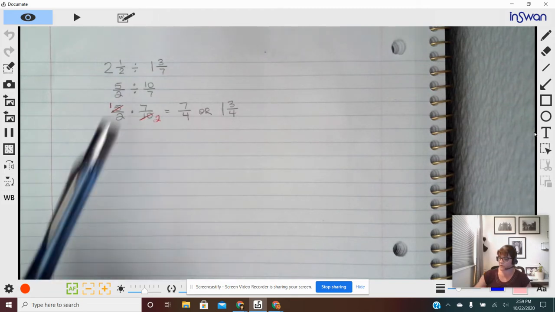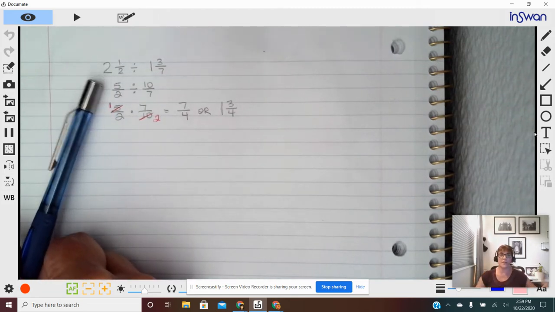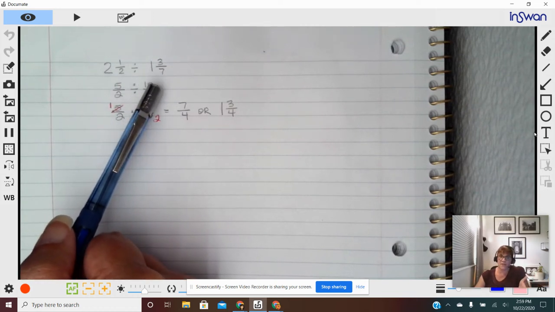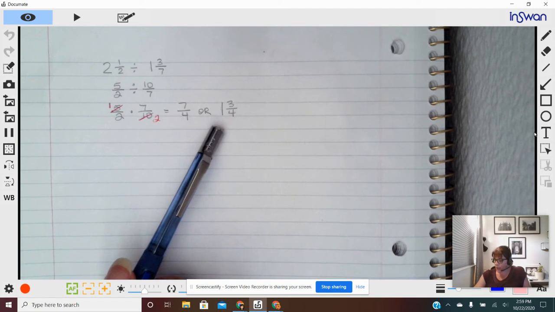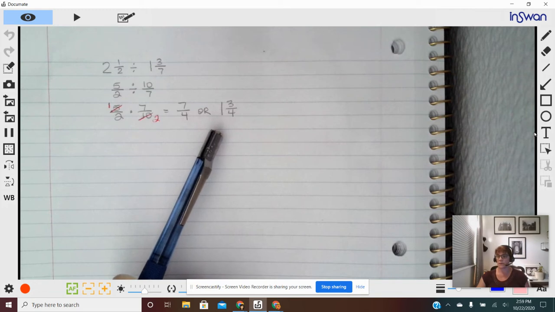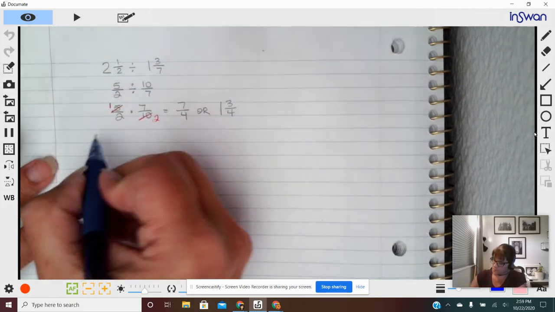Okay, so if I took 2 1/2 feet of lumber and I actually needed shelves that were 1 3/7 feet, I could get 1 3/4 shelves out of that, but I'm not even going to get 2 whole shelves. Okay, that would be a practical application of these numbers.